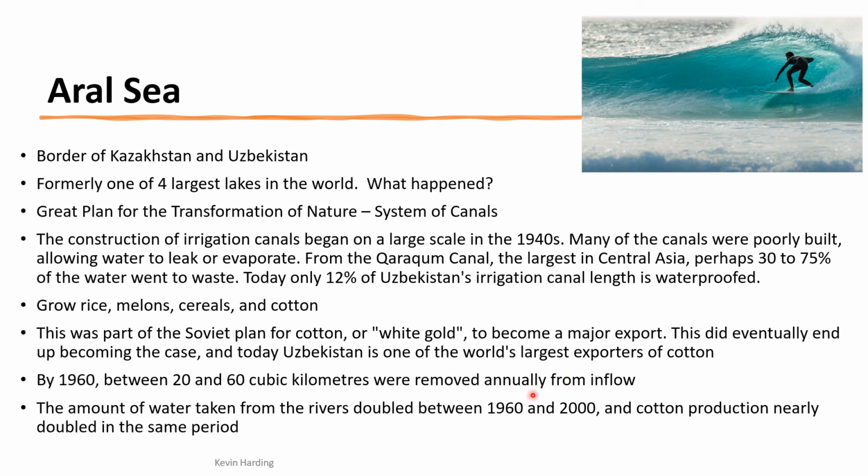So in 1 year, 60 cubic kilometers was being removed in the 1960s. So between 1920 and 1960, the amount of water taken out from the rivers was doubled. Okay. What was good, as we said, is that the cotton production also doubled as well. So from a commercial point of view, it was a highly successful operation.